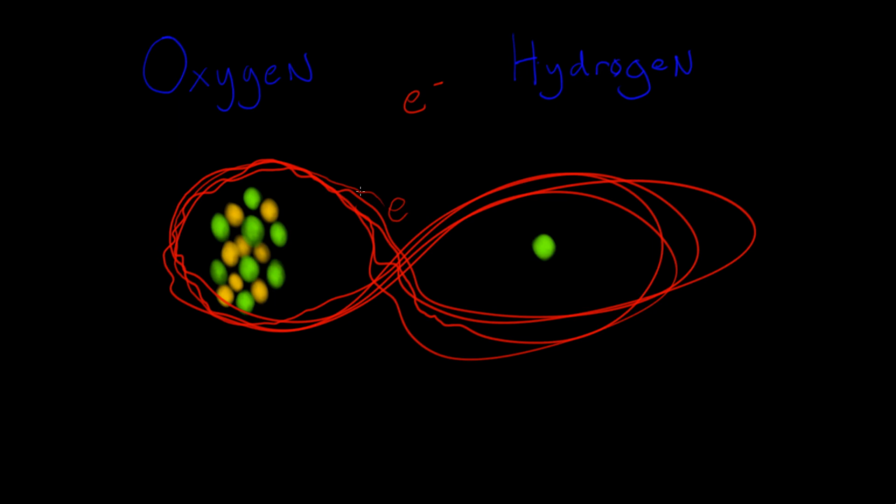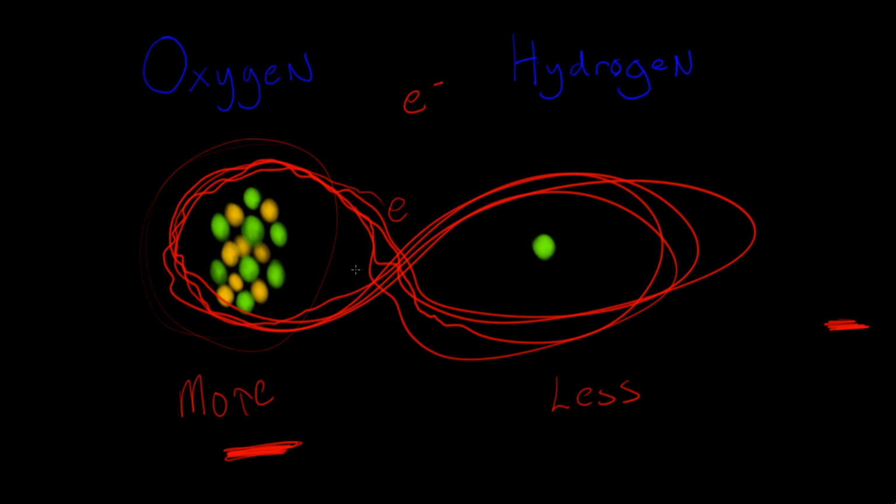Now, oxygen and hydrogen are sharing an electron. But is that sharing equal? No. The electron is more around the oxygen than it is around the hydrogen. Now, what charge is an electron? Well, an electron is a negative charge. So because that electron is more around the oxygen, this side takes on a more negative charge.